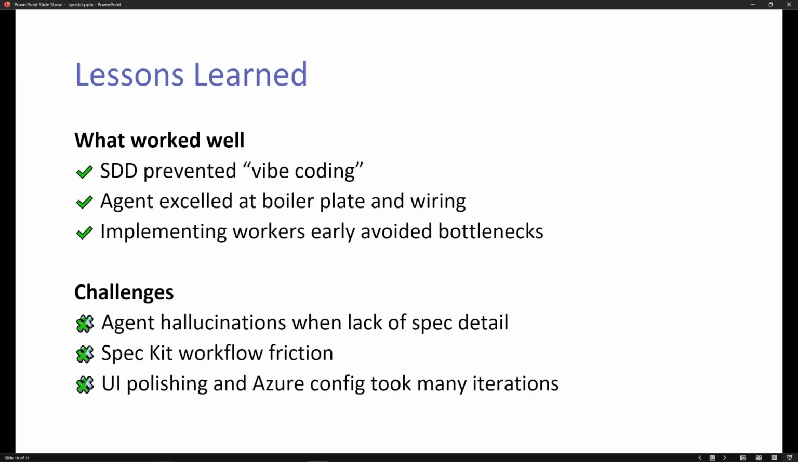But there were some challenges. The agent hallucinated when specs lacked detail. Finding the right level of specificity, not over-specifying but enough to avoid assumptions, is still a process I'm learning. The spec kit workflow did have some friction. Sometimes amending the plan would actually delete everything in the plan, so I'd have to undo that. And the analyze command I had mentioned earlier could loop endlessly, finding new issues. Also, I had some difficulties with the UI polishing and the Azure environment variable configuration, which took multiple iterations to get right.